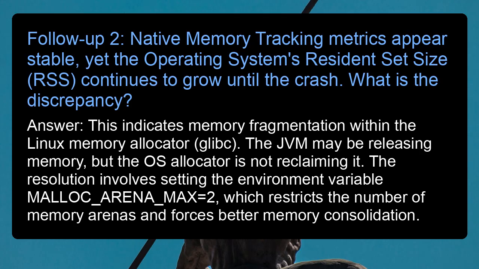Follow-up 2. Native memory tracking metrics appear stable, yet the operating system's resident set size, RSS, continues to grow until the crash. What is the discrepancy? Answer: this indicates memory fragmentation within the Linux memory allocator, glibc. The JVM may be releasing memory, but the OS allocator is not reclaiming it. The resolution involves setting the environment variable MALLOC_ARENA_MAX equals 2, which restricts the number of memory arenas and forces better memory consolidation.